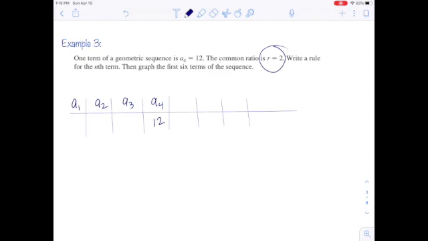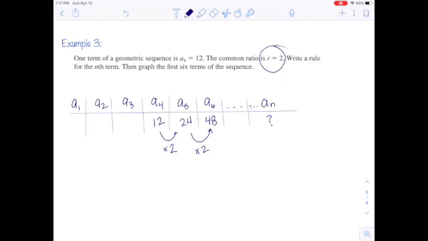We're going to write the rule for the nth term, which is like a sub n all the way over here, dot, dot, dot. Then graph the first 6 terms of the sequence. So we're going to fill in a sub 5, a sub 6, and kind of dot, dot, dot, all the way down to a sub n. All right. The easiest way to go about this is maybe get your a sub 5 and a sub 6, because all you have to do is multiply by the common ratio of 2. So 12 times 2 gives you 24. And then take 24, multiply by 2, and you get 48.